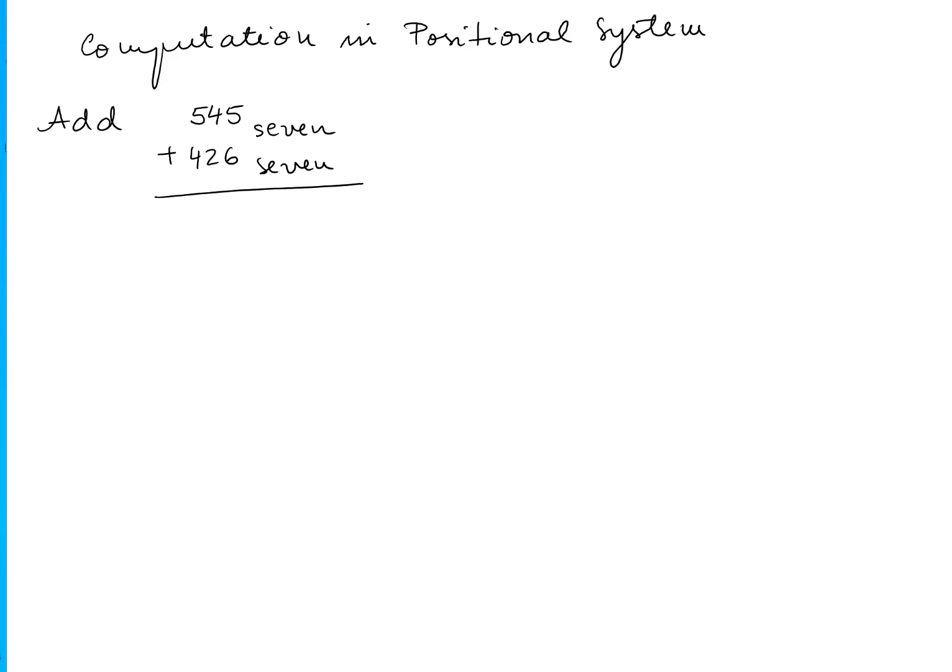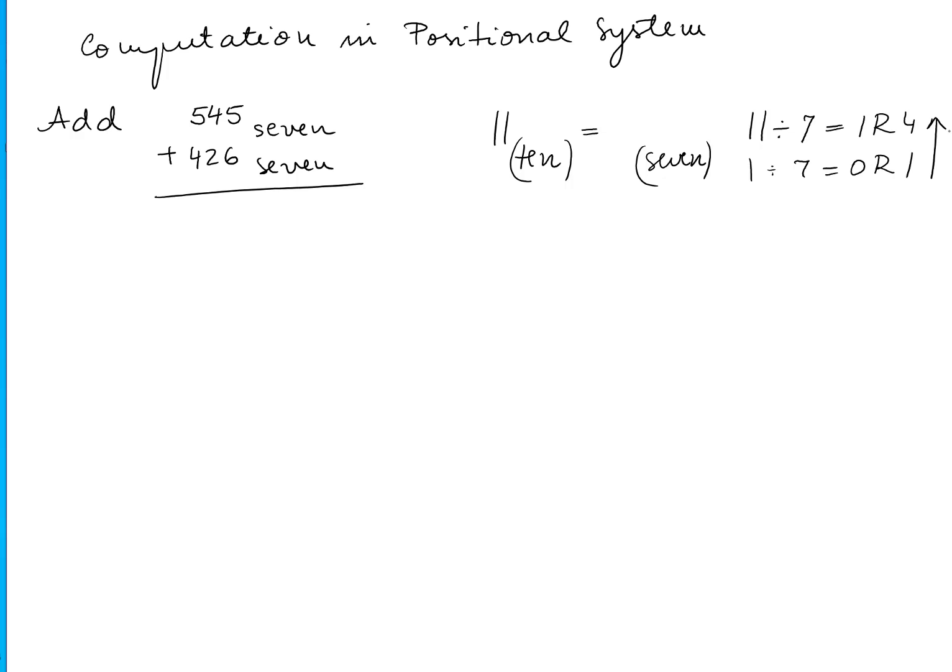So first, we add 5 with 6 like we normally do an addition. That is 11 in base 10. So 11 in base 10 can be written in base 7. So I want to change it to base 7. So 11 divided by 7, it's 1 remainder 4, and 1 divided by 7 is 0 remainder 1. So 11 in base 10, it's 1 4 in base 7. So here we put a 4 and we add a 1.